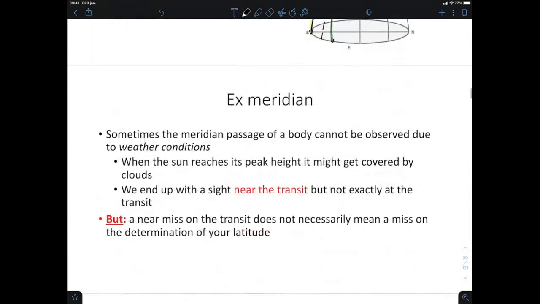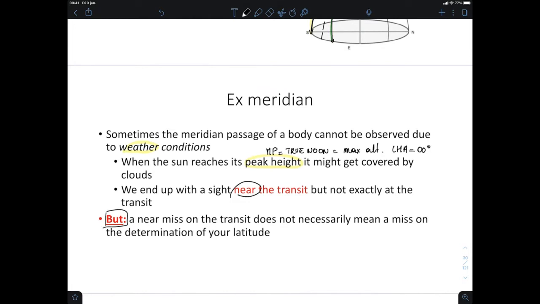So voilà, as I told you, sometimes it's impossible to observe the sun at the exact moment of meridian passage due to weather conditions, because the sun at its peak height means the moment of meridian passage. We all know that at the moment of meridian passage, we are at true noon. And at true noon, the sun is at its maximum altitude, and our local hour angle is 0 degrees. We talked about that last time. So it may be possible that the sun gets covered by clouds at its peak height, and we end up with a sight that is near the transit, but not exactly at the transit. Voilà. Fortunately, we have a method for this.